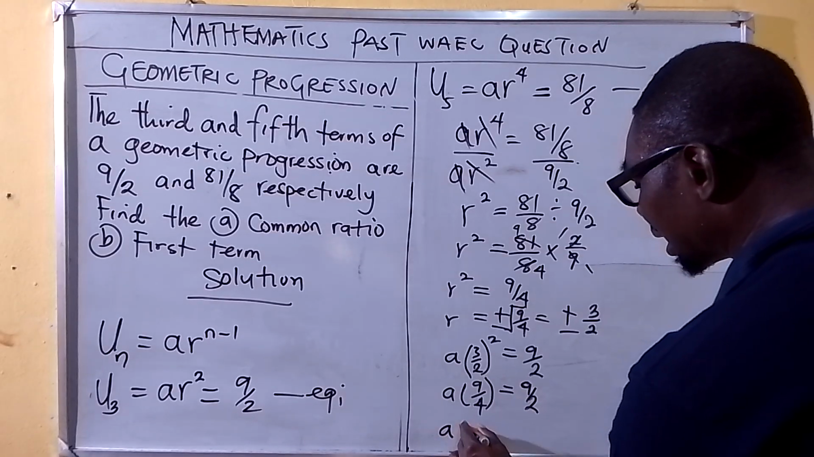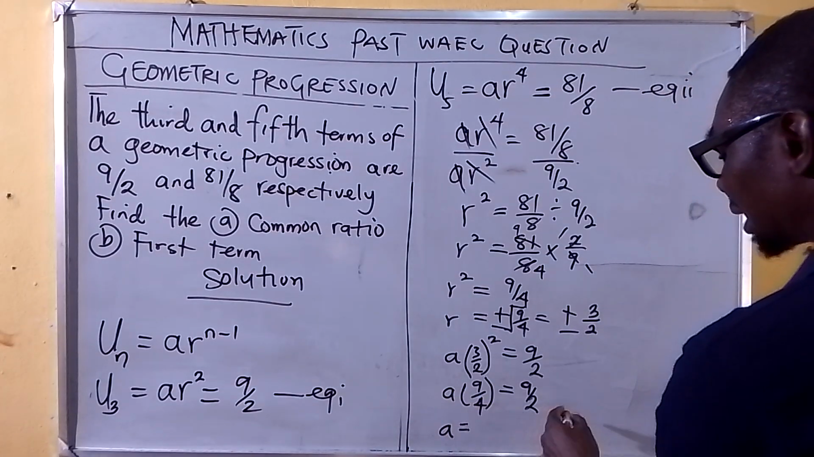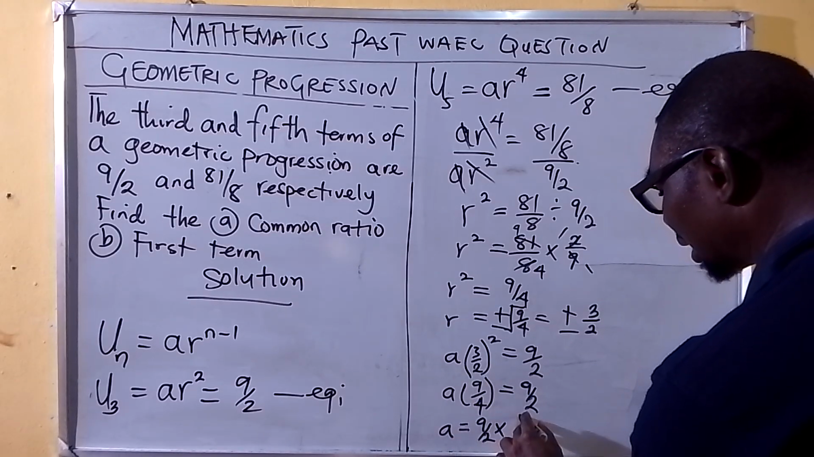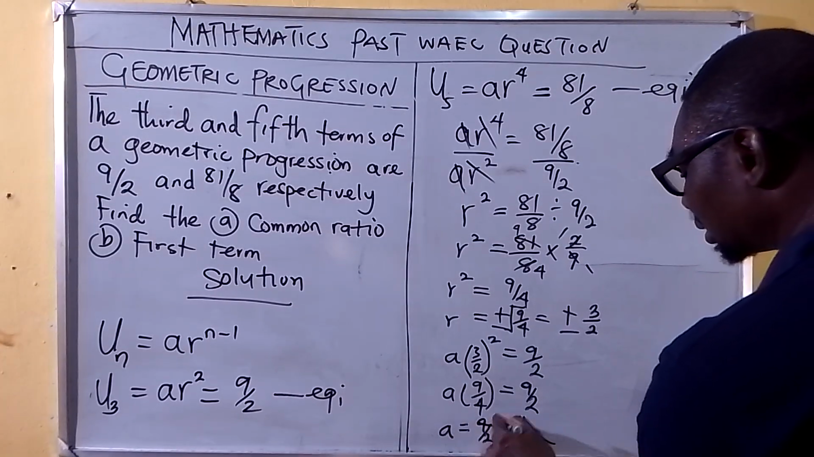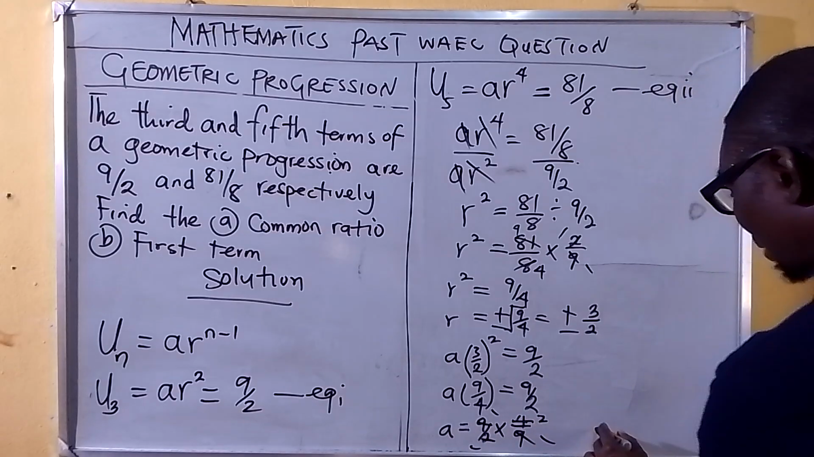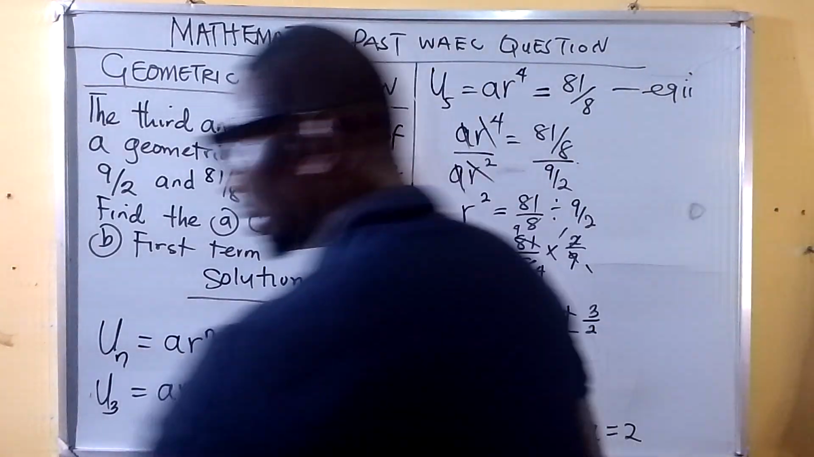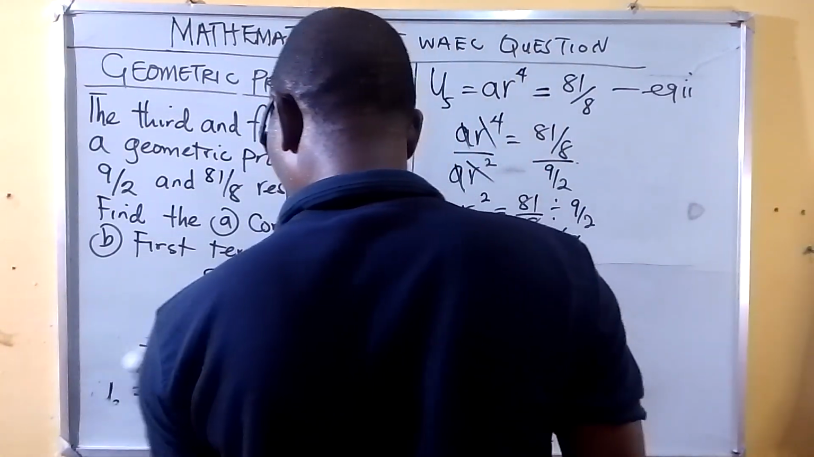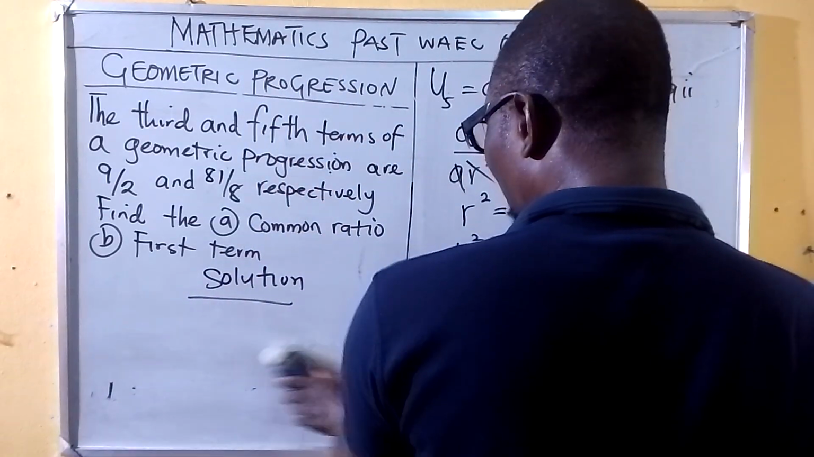Now to get A, to make A stand alone, I'm going to have 9 over 2 times, this will be inverted, so I now have 4 over 9. If you simplify, 9 over 9 is 1, and 2 into 4 is 2. Therefore, our A is equal to 2 when R is positive.